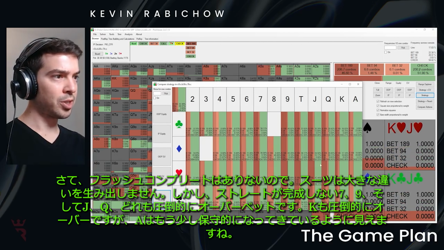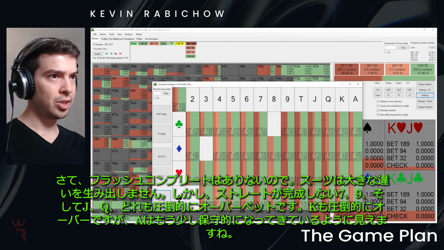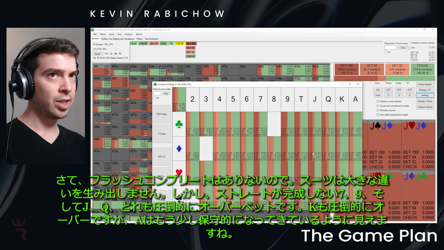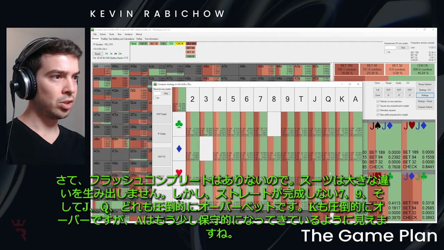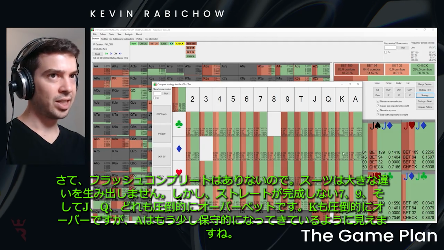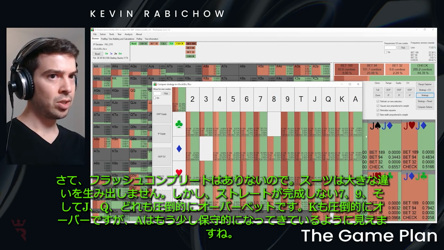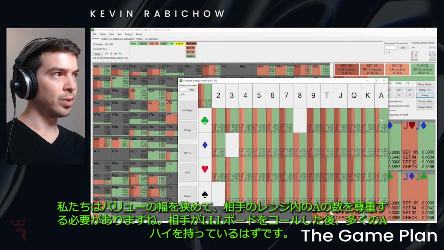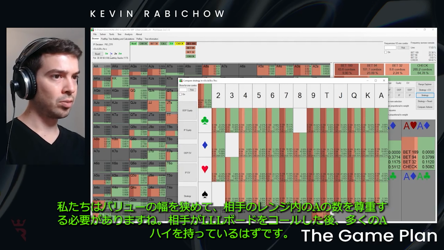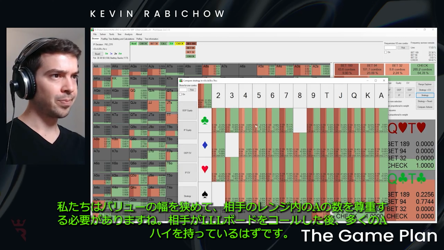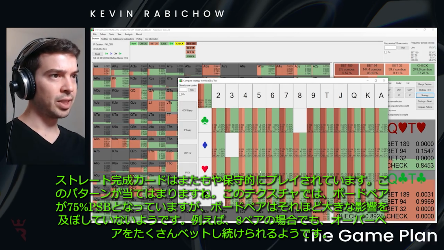So there's no flush completers possible, so the suits are not making a big difference. But the non-straight completers, so 7, 9, 10, jack, queen, all of them predominantly overbet. The king also predominantly overbet. The ace starting to look a little more conservative. We definitely need to tighten up our value range and respect the number of aces in our opponent's range after they call a low, low, low board. They're going to have a lot of ace highs. The straight completers, again, being played conservatively, so that pattern holds true.